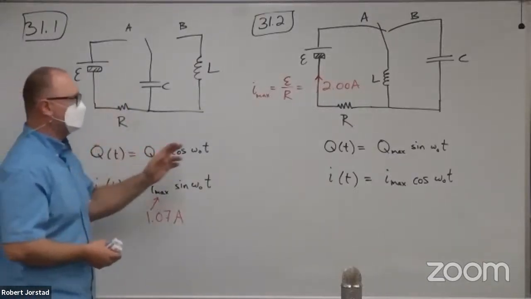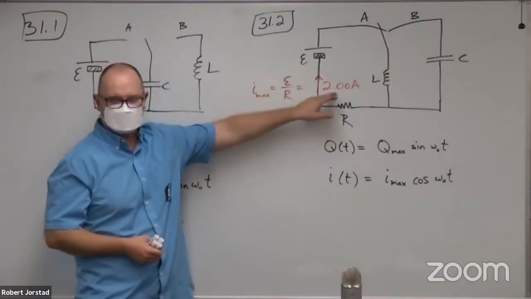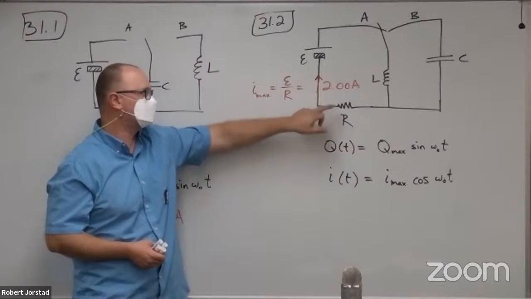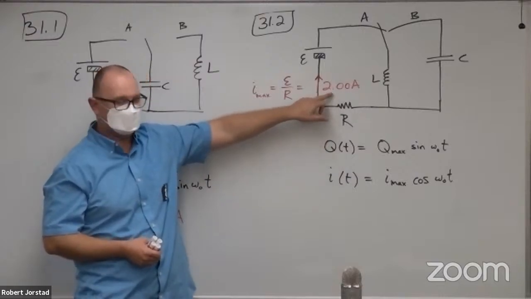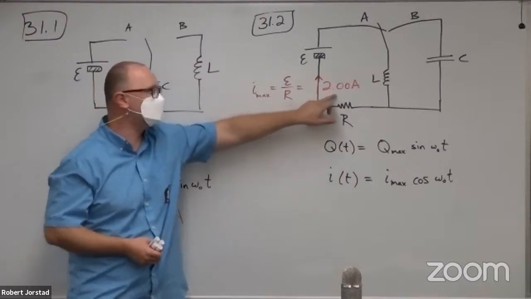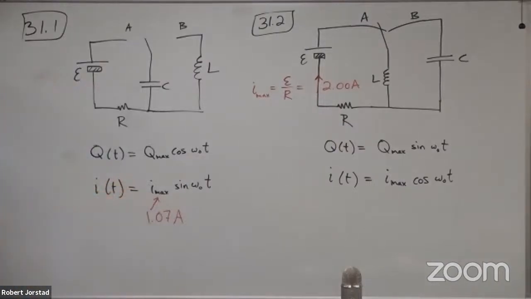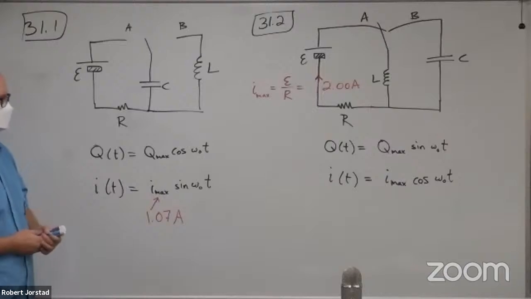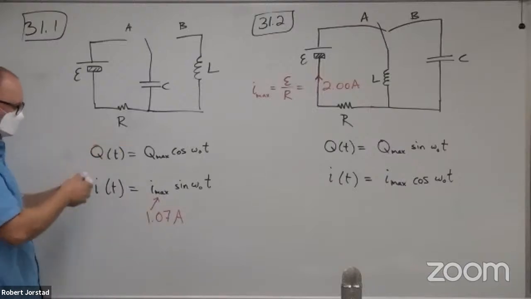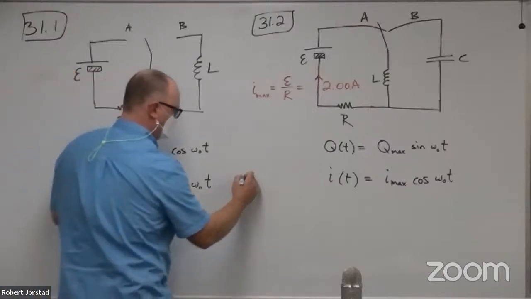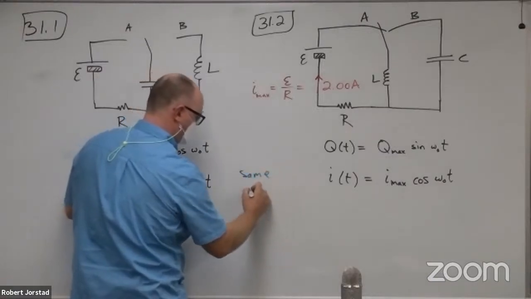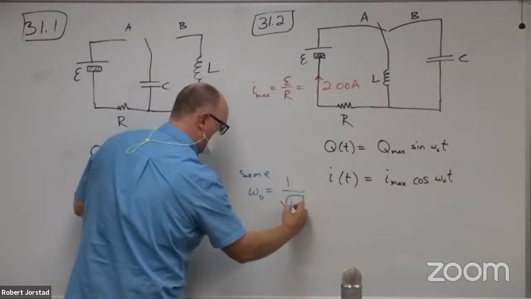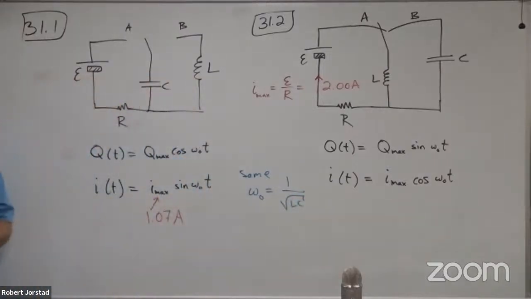So in general, it's not like this current's always going to be higher. What if I had used 5 billion ohms? Wouldn't Imax be really tiny? So this number could literally be any number, bigger or smaller than this number. But what about omega naught? Is that going to be the same in each circuit? Yeah. Because that's given by the inductance and capacitance. So, all right, that's cool.